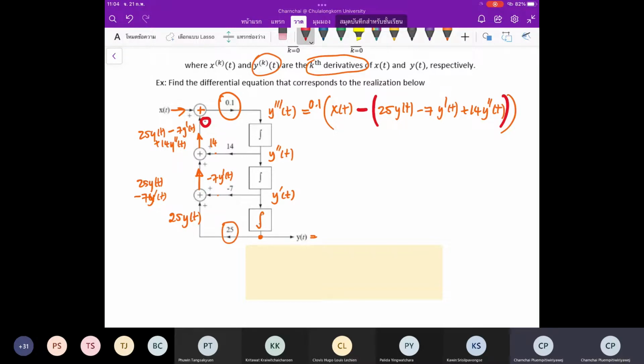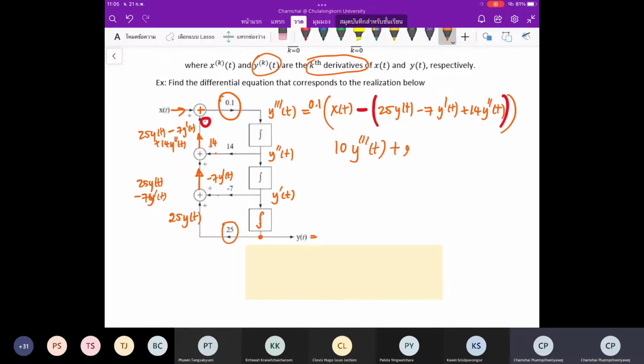How do we make it? Well, actually, this is what we have. I could multiply both sides by 10 and make it an ordinary differential equation. So we got 10 y triple prime t, and then move everything else.